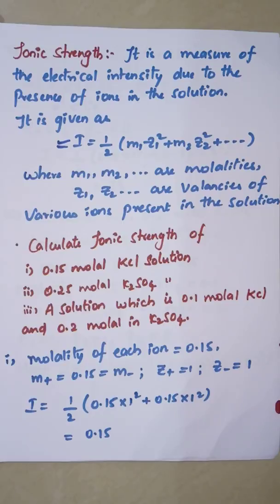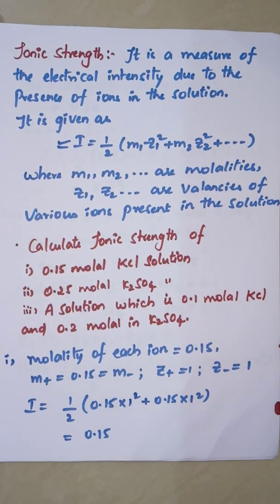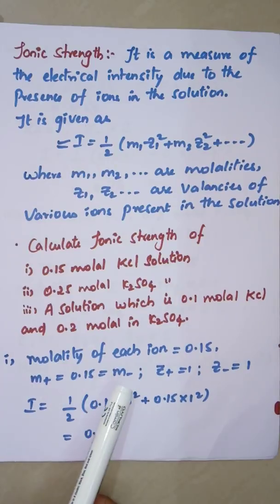Now calculate the ionic strength of 0.15 molar KCl solution. The difficulty will increase from first to second to third question. It's not exactly difficulty, but there's a difference in the three questions. We'll try to solve each of them. So 0.15 molar KCl solution. What is the molality of each ion? Potassium K plus is 0.15 and chloride minus is also 0.15. I will denote them as M plus and M minus, for K plus and Cl minus.